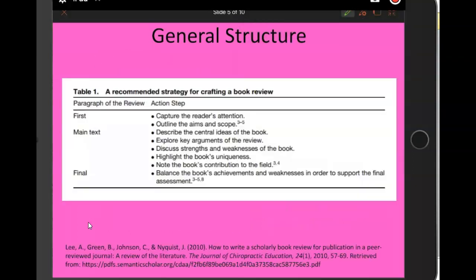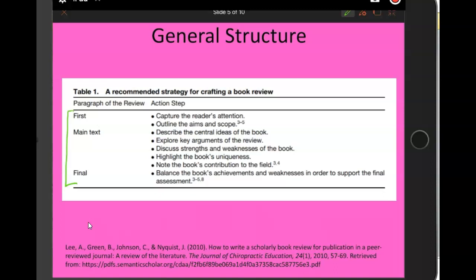Okay. So before we look at some examples, I want to show two slides, two different tables from one of the readings. This is the reading by Lee, Green, Johnson and Nyquist from the Journal of Chiropractic Education. And I really like their simple table here, the recommended strategy for crafting a book review. So they also have first, main text, final, right? I borrowed that language from them because I thought it was pretty straightforward about how a book review is structured.